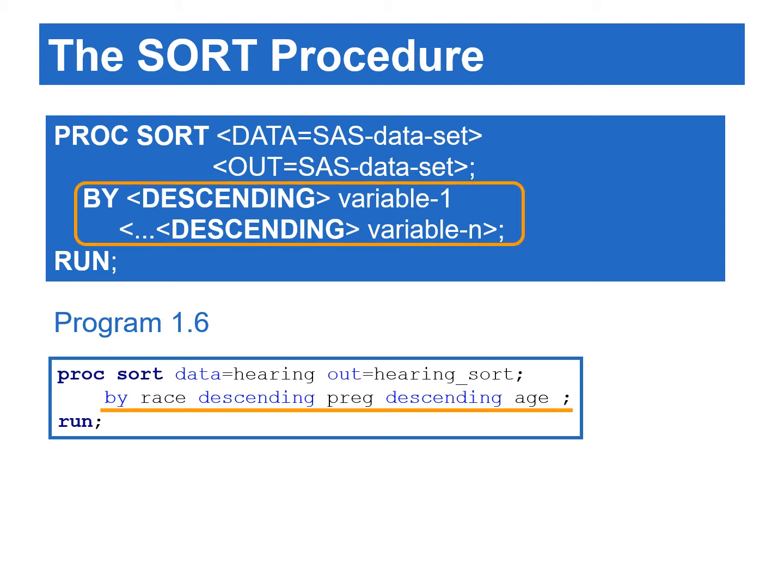The DESCENDING option sorts the variable that follows the DESCENDING keyword in descending order. In Program 1.6, only race is sorted in ascending order. Both preg and age are sorted in descending order.